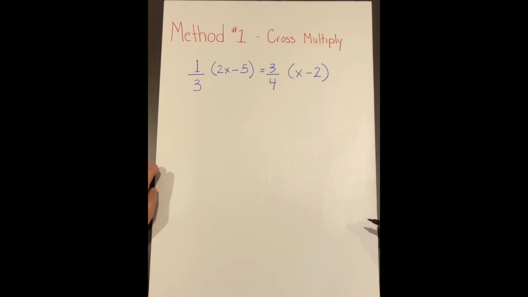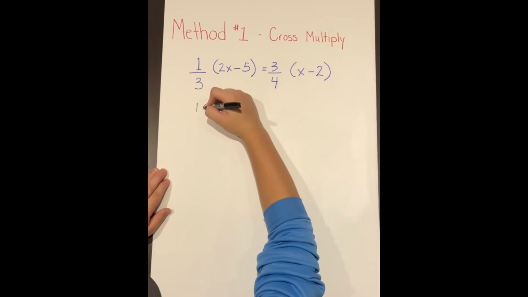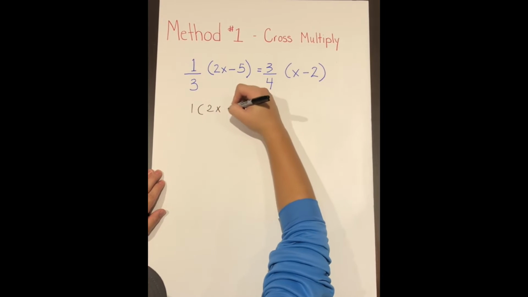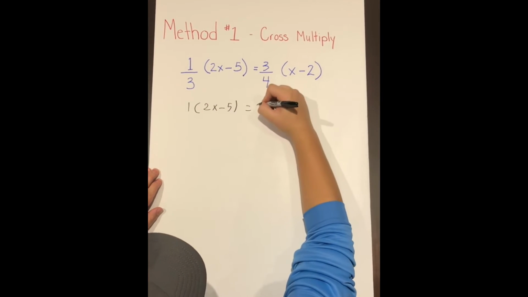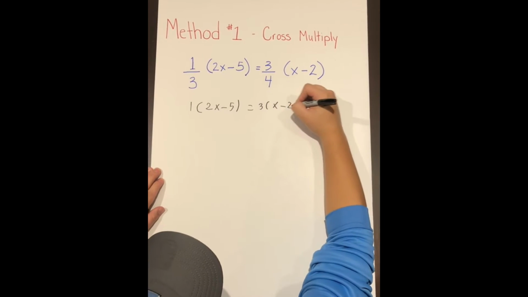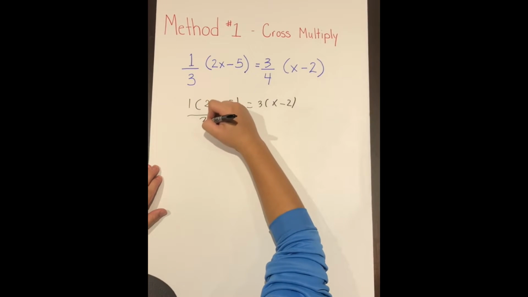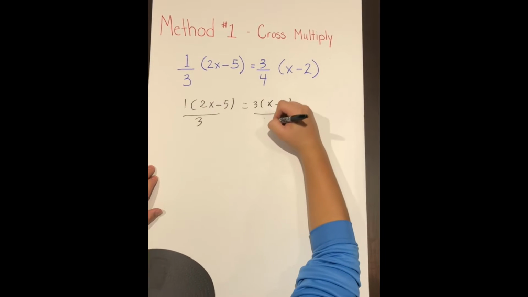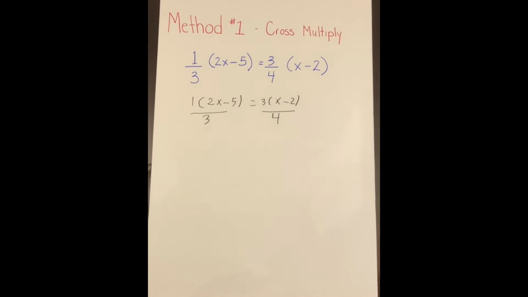So, this question could be written as 1(2x - 5) = 3(x - 2), and this could be over 3 and this would be over 4. Once you do this, you have to cross multiply the two.